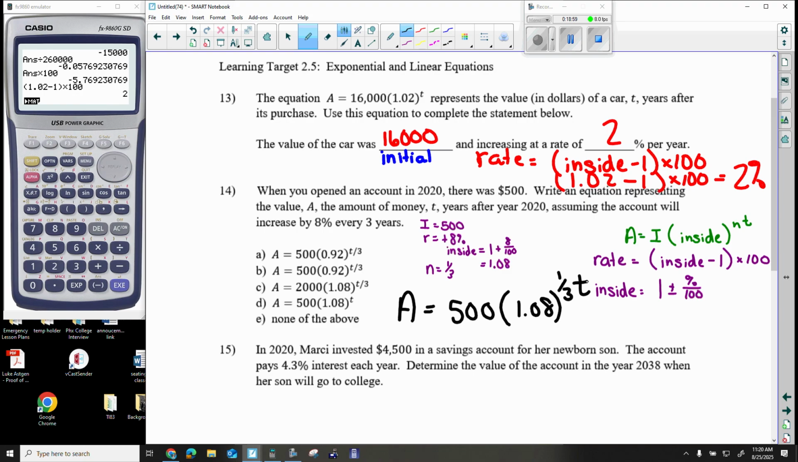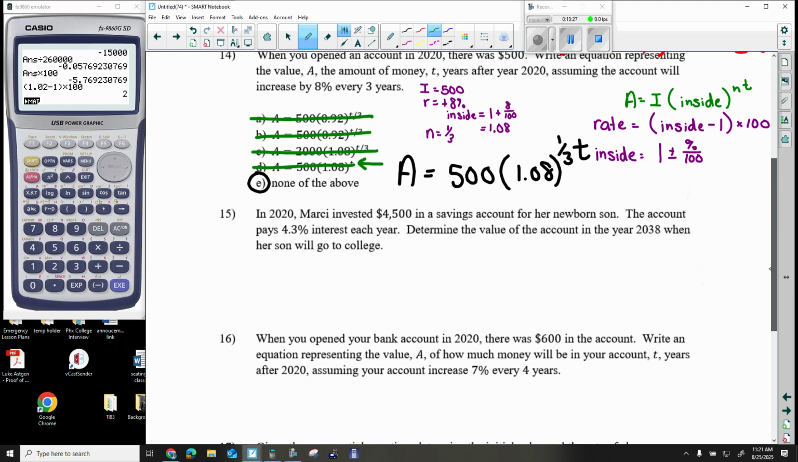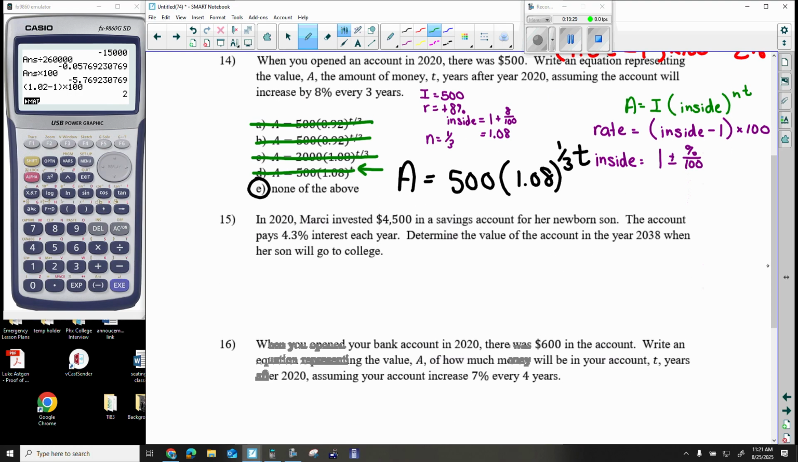So none of the above. Beginning again with the outside, it is supposed to be 500, so that obviously eliminates that. The inside has to be 1.08, so that eliminates those. And then the exponent has to be 1/3 t, i.e., t over 3, but that is not there, so none of the above. But what I have written here in black would be the correct answer.